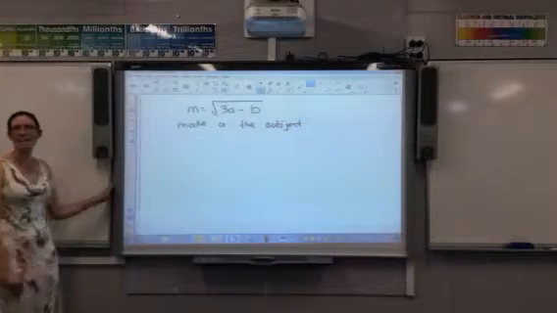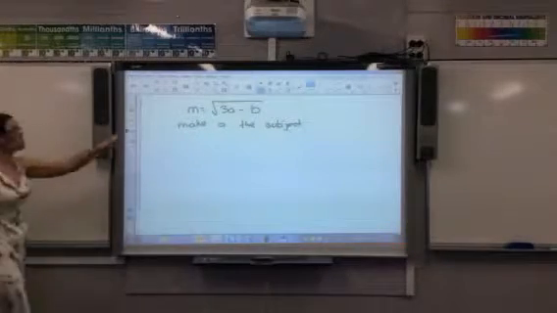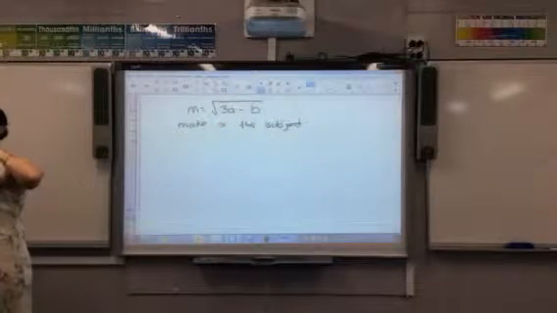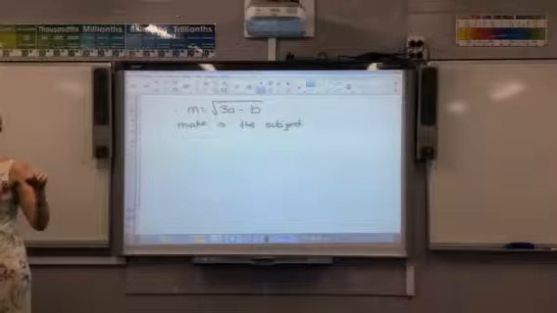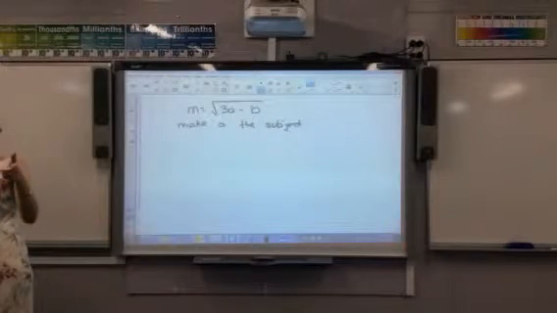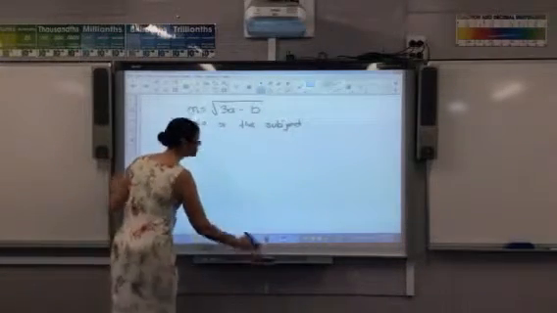So I'm going to make A the subject. The first thing I have to do is get rid of this square root. How do I get rid of a square root? It's the opposite of a square root. Just everything to the power of 2, or squared. Alright, so I'm going to square both sides.